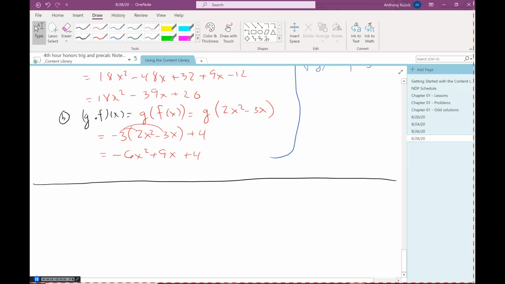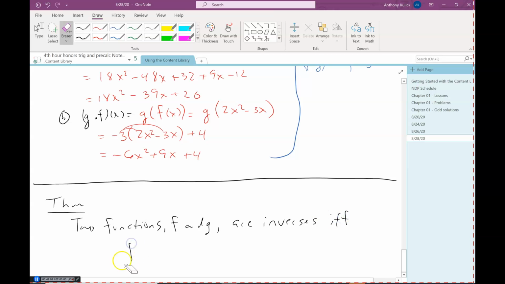Last year in your Algebra 3-4 course, the reason we defined composition is so that we can use it for this theorem. We say that two functions, f and g, are inverses if and only if g compose f of x equals f compose g of x, which is also equal to x.